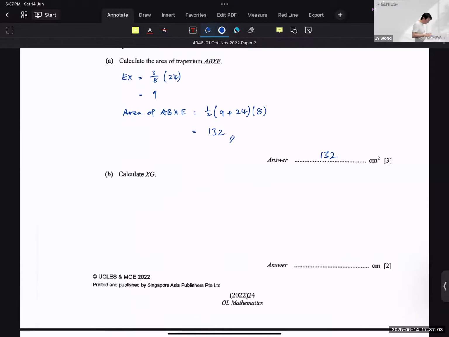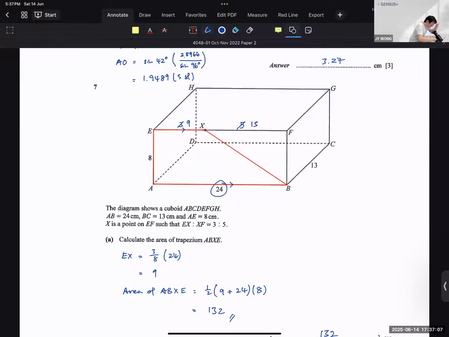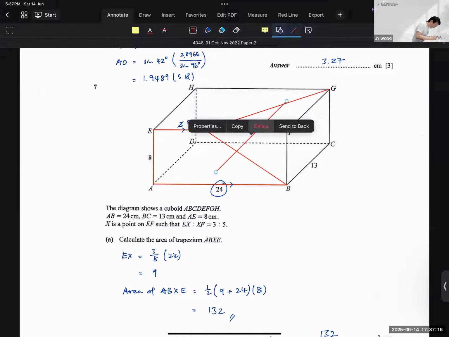Calculate XG for 2 marks. Where is XG? XG is this length over here. Take note that XG is on the same plane, right? So we already know that XF is 15. And then we know that BC is equal to FG, which is 13.